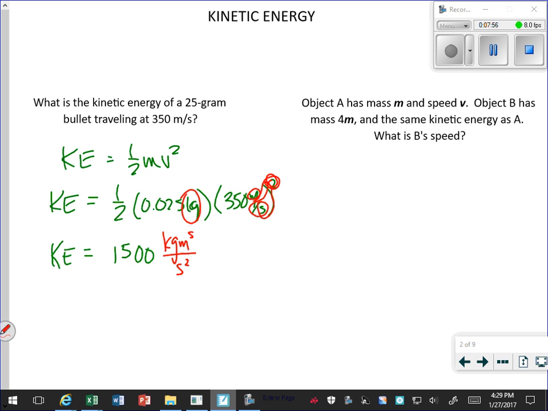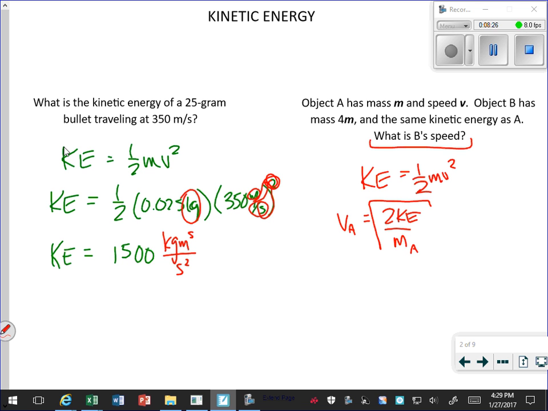Object A has a mass and a speed. Object B has 4 times the mass, but the same kinetic energy. What's B's speed? Remember how we solve this sort of thing? This is about kinetic energy, but it's about speed. Well, we know K equals 1/2 mv squared. Let's write an expression for A's speed. Apparently it's the square root of 2 KE over m.